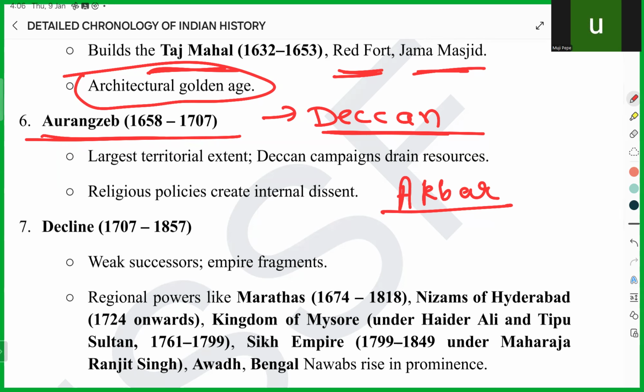Aurangzeb died at a ripe age of 90. Because of the Deccan campaign, the coffers got empty. Their coffers became empty. So that was the problem. Yes, you are correct. This Akbar, Mohammad Akbar was his name, basically went to the Safavids. At that time the Safavids were in Iran. He went there.